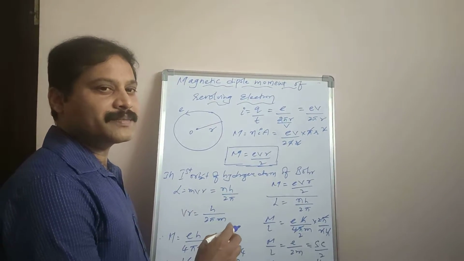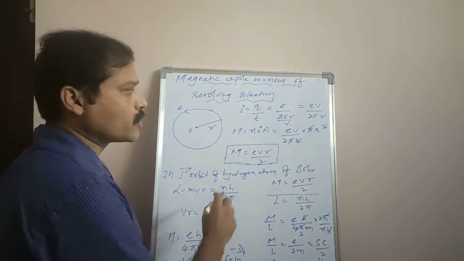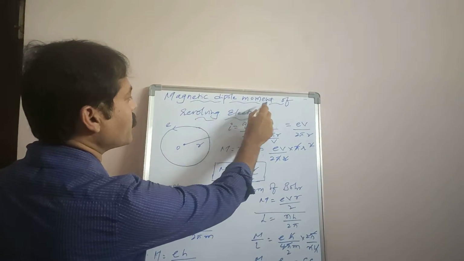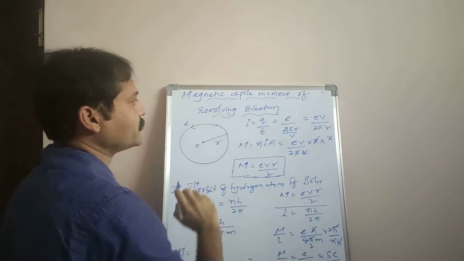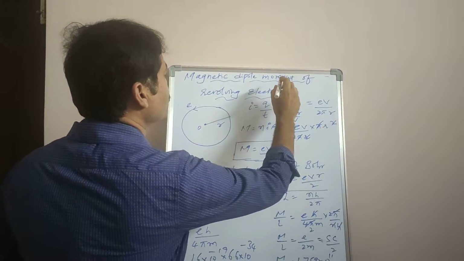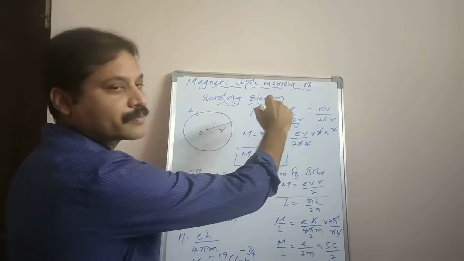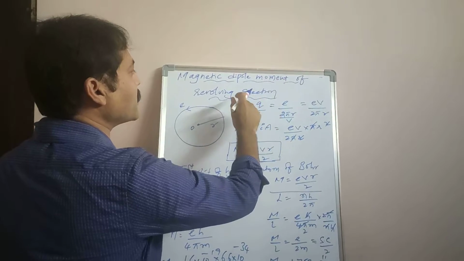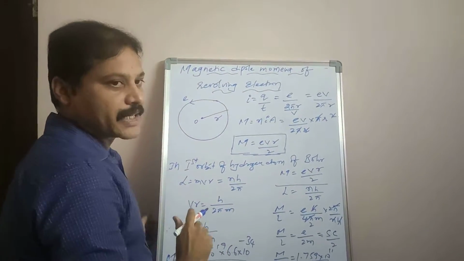Good morning everyone. In today's session we are going to learn about the magnetic dipole moment of a revolving electron. Magnetic dipole moment is represented by the letter capital M. So now we are trying to find the magnetic dipole moment of a revolving electron.